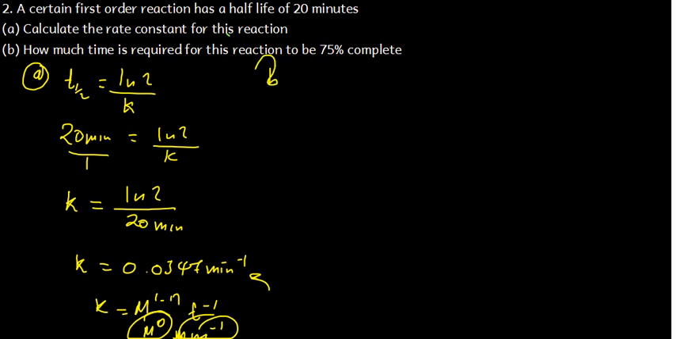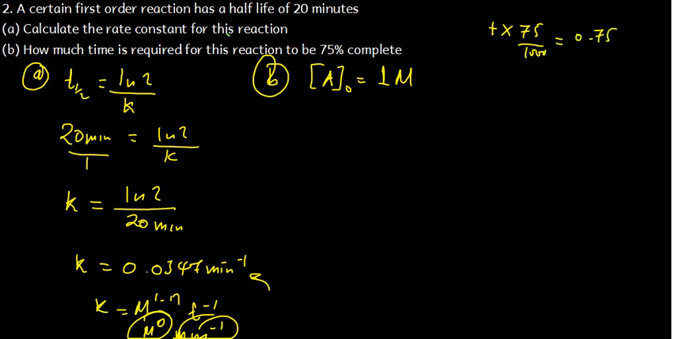Now the second part: how much time is required for this reaction to be 75% completed? Now let's say the initial concentration we started with is 1 molar. What is 75% of 1 molar? So 75% of 1 molar would be 1 times 75 out of 100. That is going to be 0.75. So this is 75% of 1.